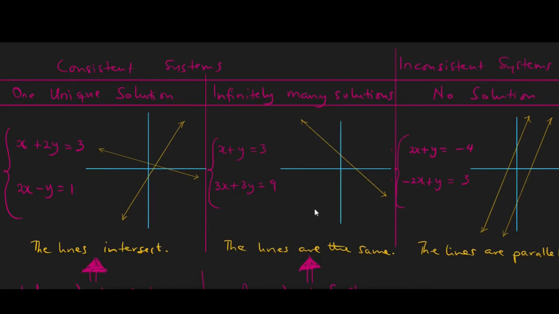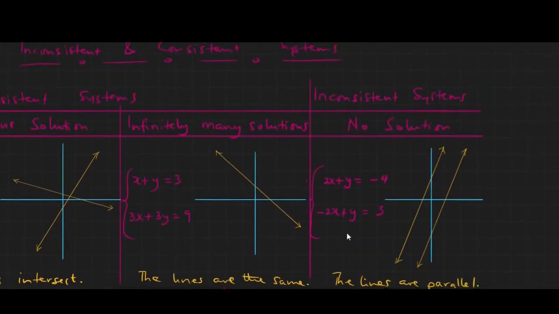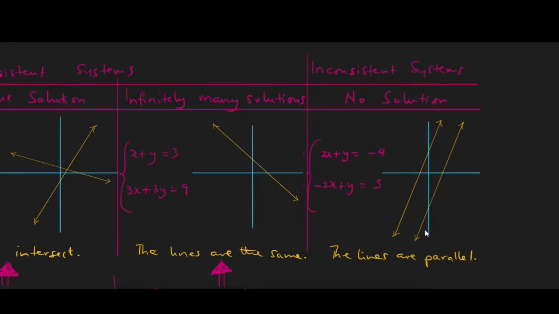But in the second instance, the lines are the same, or we can say that one is a multiple of the other. You can see clearly that x plus y is equal to 3 has been multiplied by 3 to obtain 3x plus 3y is equal to 9. That means that when both lines are drawn, they will be on the same line. Now, for inconsistent systems, because the lines or linear equations do not intersect, we don't have any solution whatsoever. In that case, the lines are parallel.